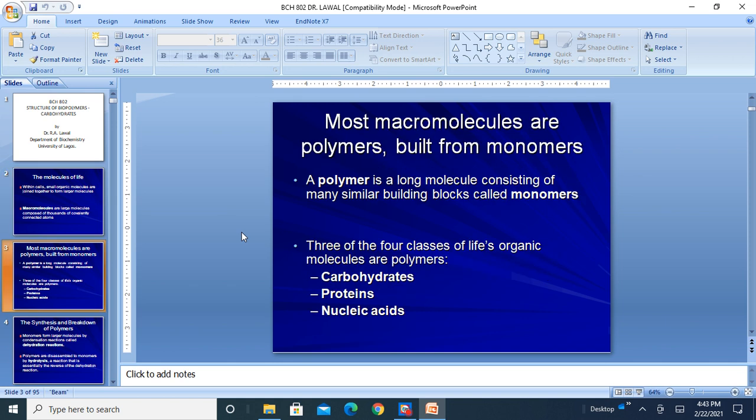Most macromolecules are polymers. They're built from monomers. Examples of macromolecules that we find in cells are carbohydrates, proteins, and nucleic acids. Carbohydrates form from small monomers of monosaccharides, proteins from small monomers of amino acids, and nucleic acids from monomers of nucleotides.